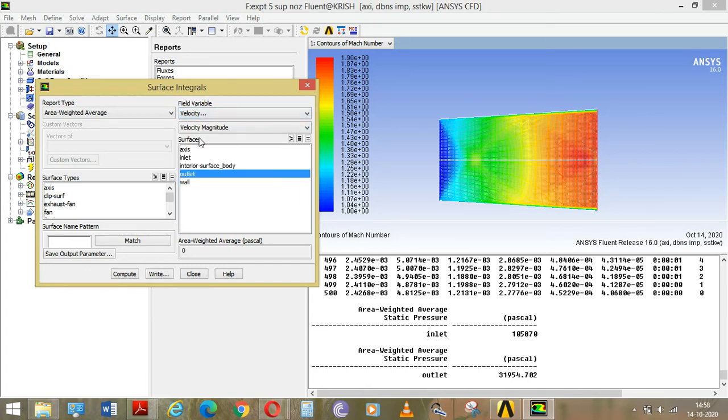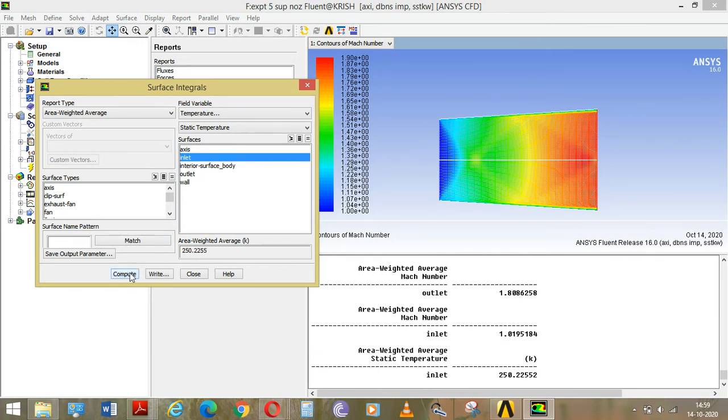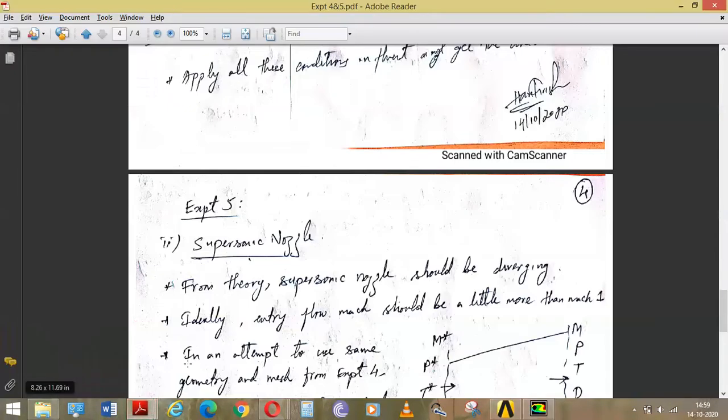Now we can see velocity at the exit using Mach number. It's 1.8. Once it is converged, you'll get 1.9. At the inlet, it is almost 1. You check temperature at inlet, 250. Yes, it is 250. Static temperature at exit, it is 180, but what do we have?